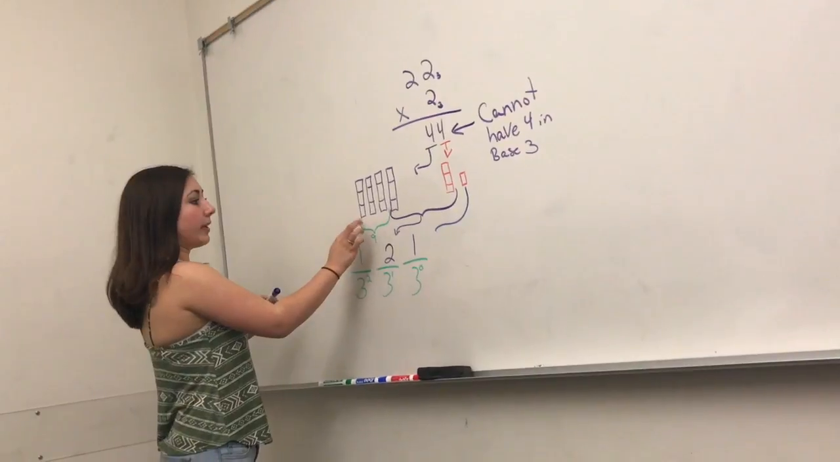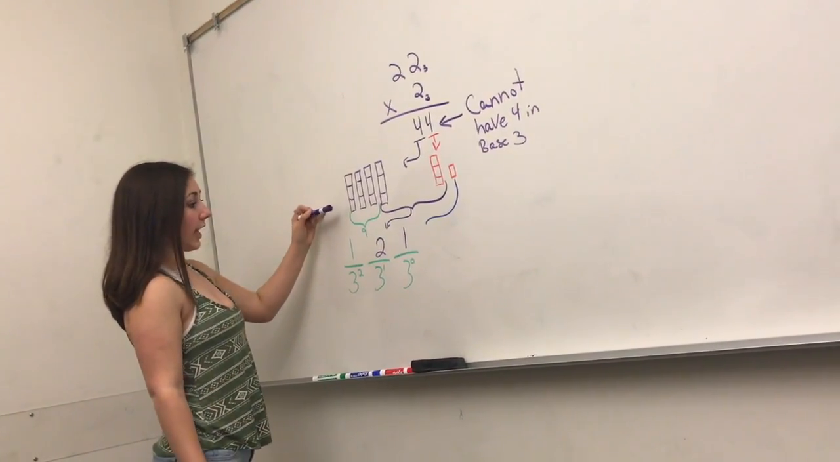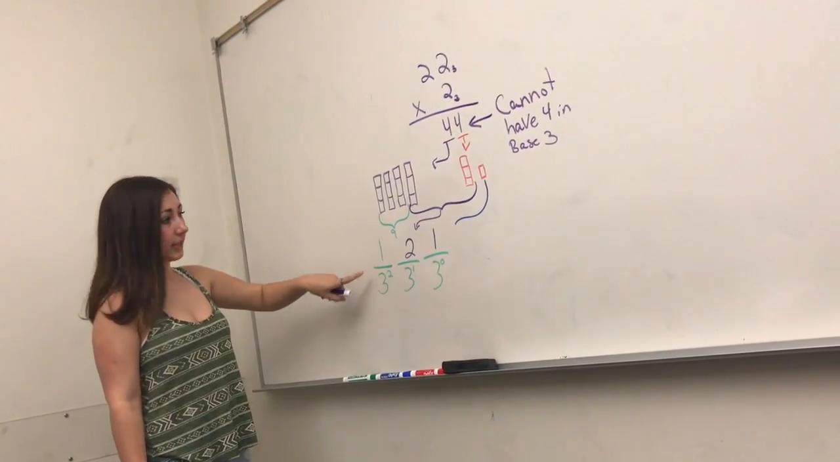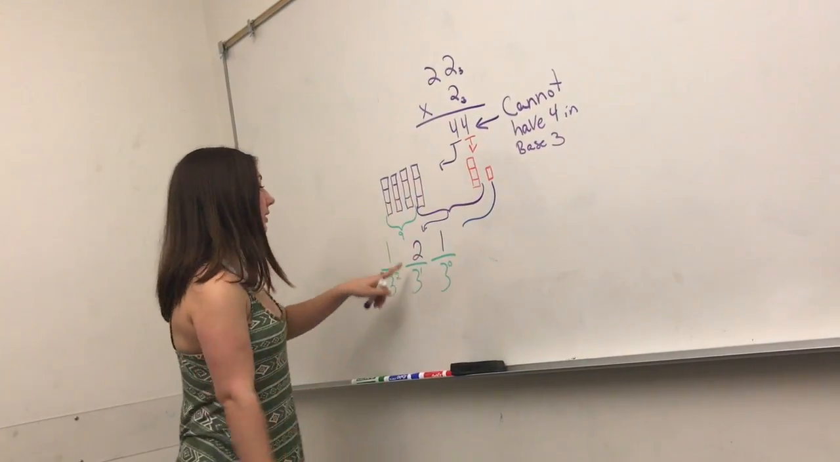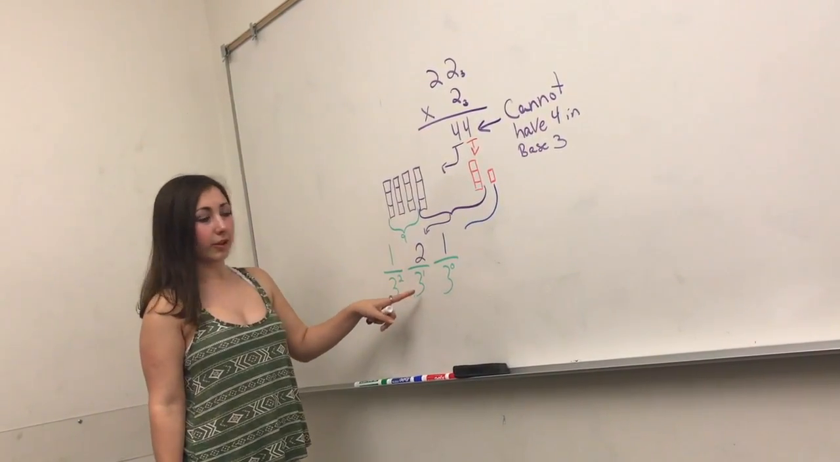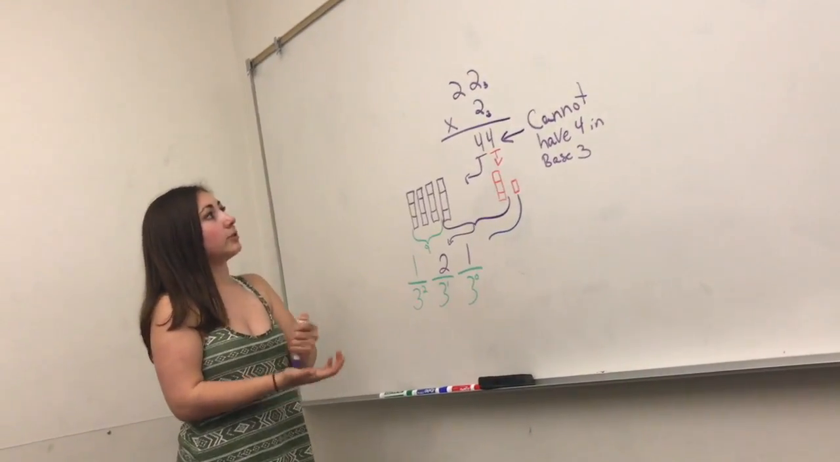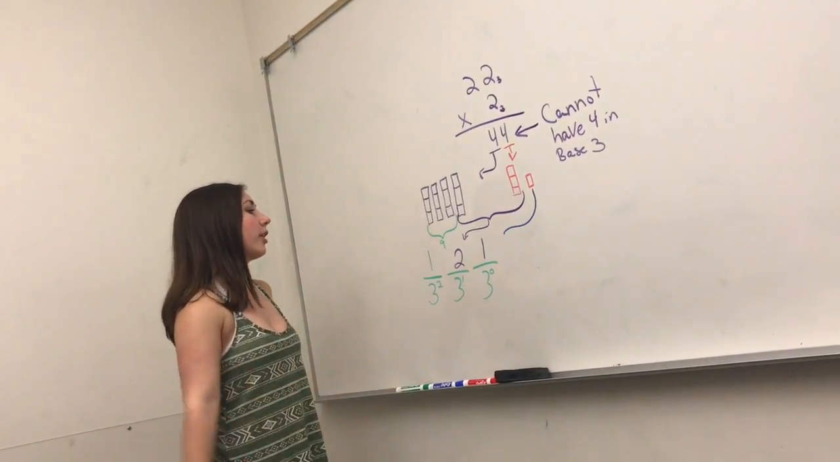Because we have 3 rows of 3, that's going to equal 9. So we're going to have 1 row of 3 to the 2nd. And then we have 2 rows of 3, so that's going to go to 3 to the 1st power. And we have 1 single left over. So the answer to 22 base 3 times 2 base 3 is going to be 121.